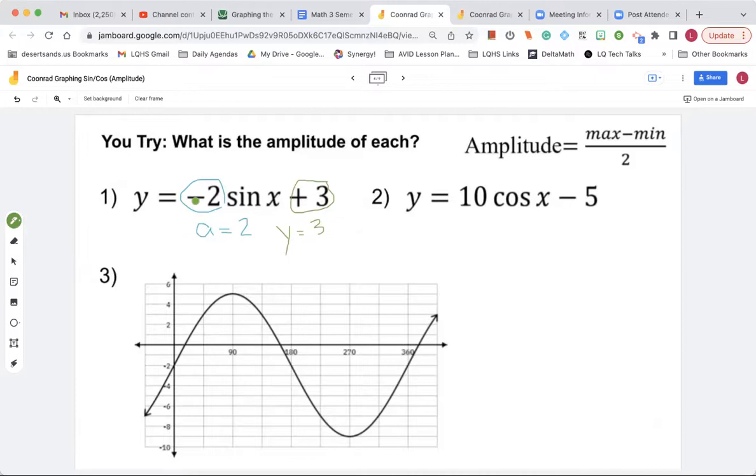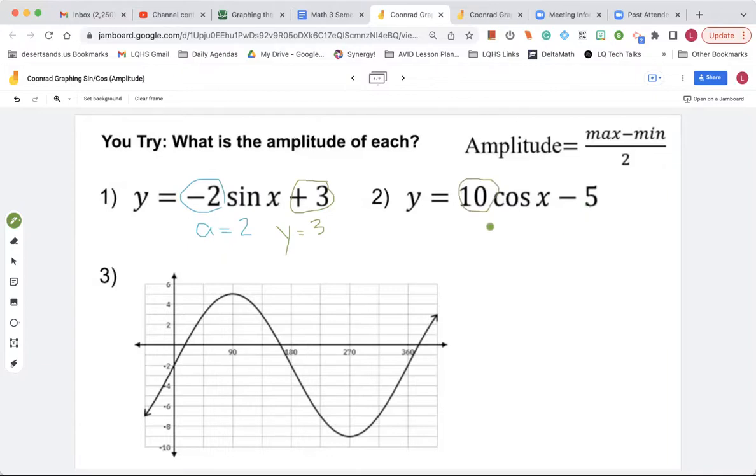Okay. I don't know why this one hasn't restored. Let's try this one again and see if it reboots better. Okay. Amplitude again. Pause this video and you can pause and double check or just follow along. The amplitude is 10 and the midline will be at y equals -5.